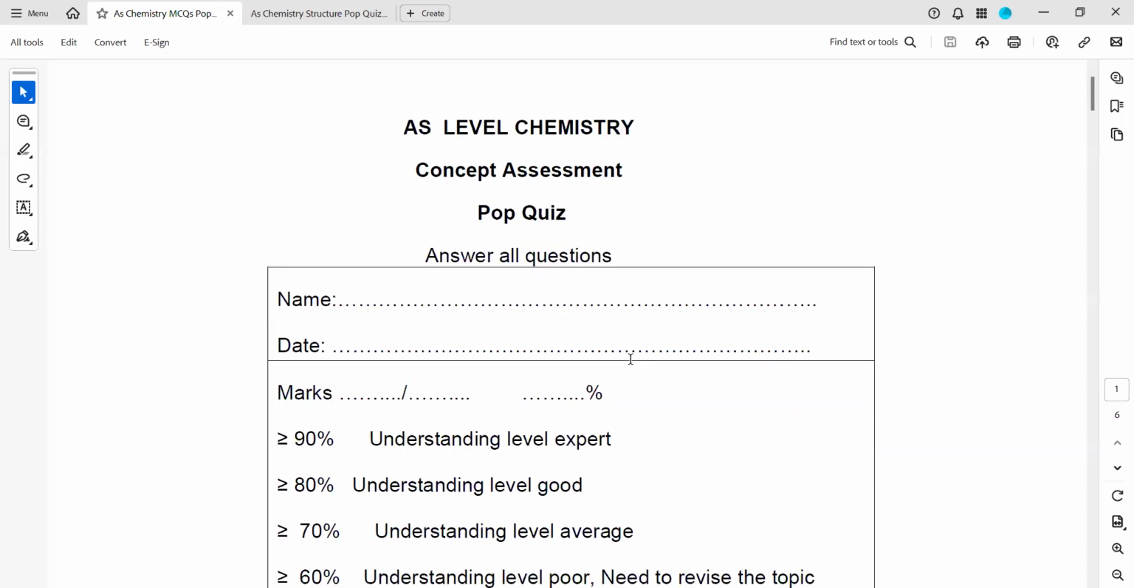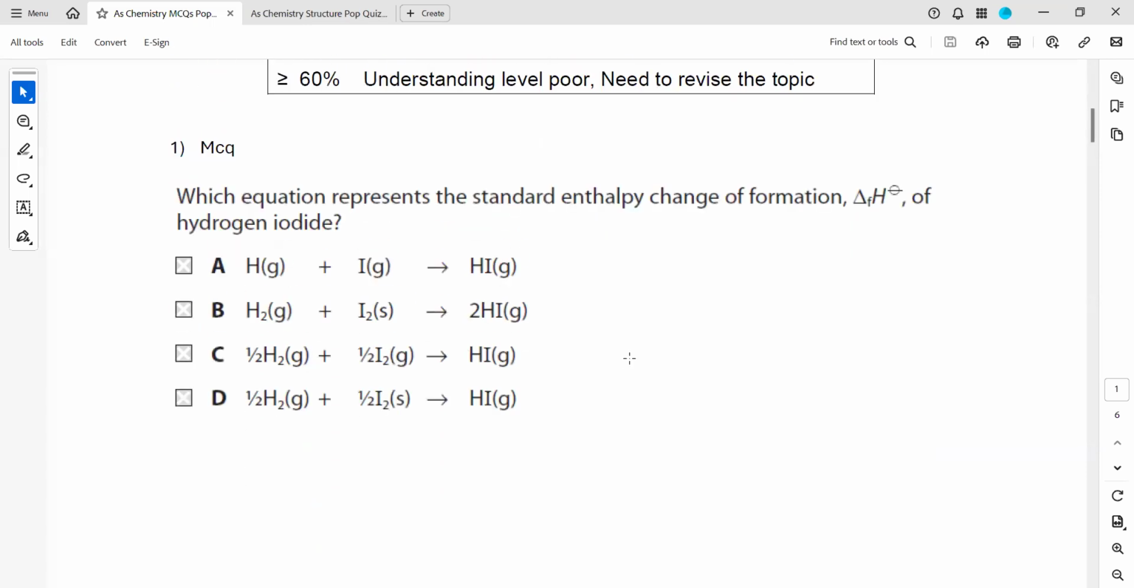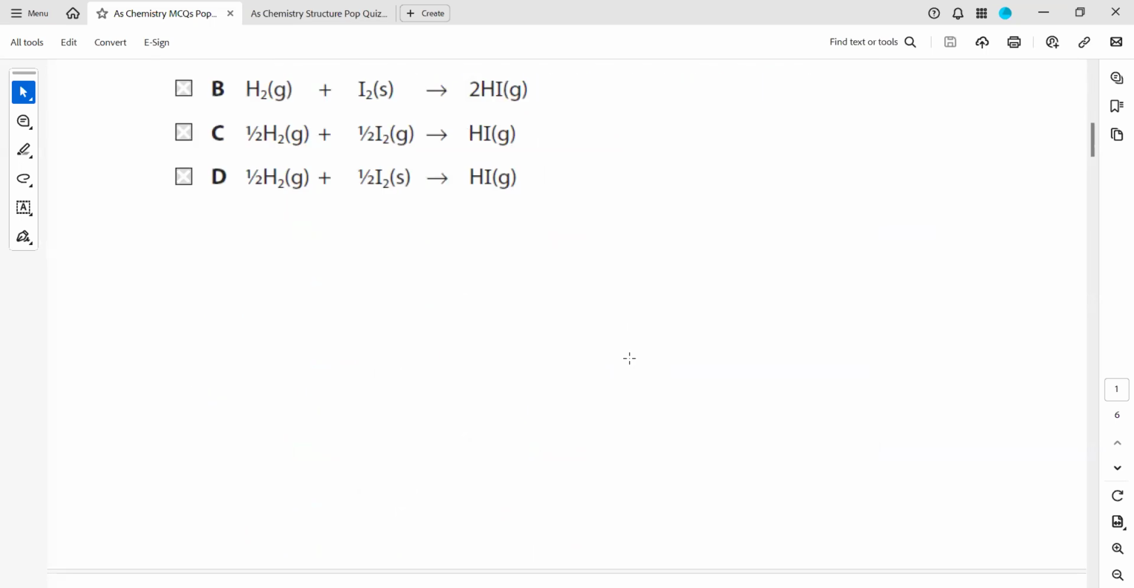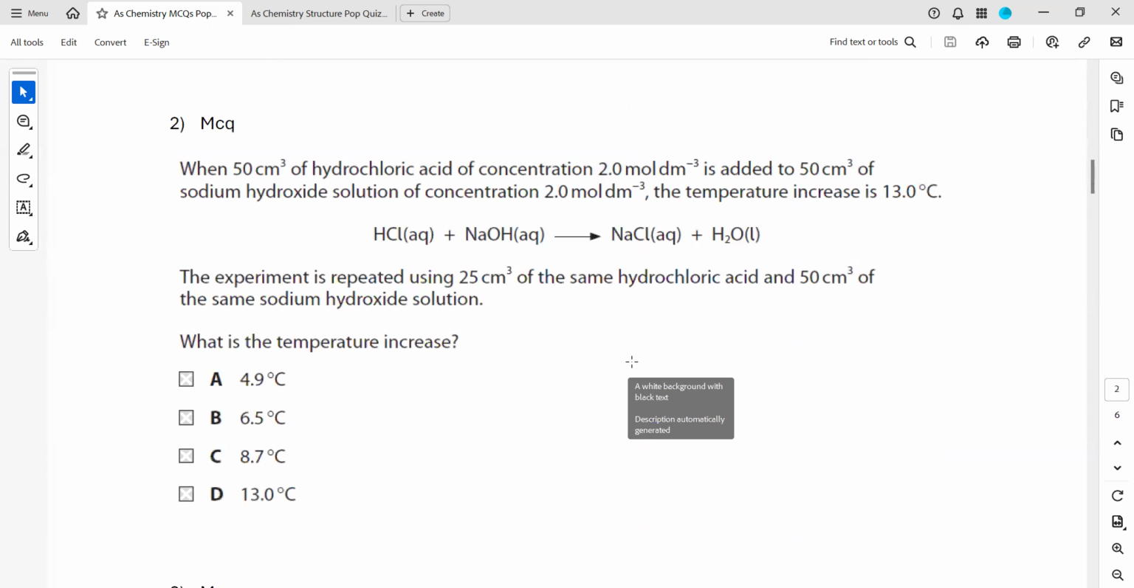So this was Pop Quiz 7, MCQs Pop Quiz 7. If you have any question or doubt in the first one, question 1, any doubt? Question 2, any doubt?